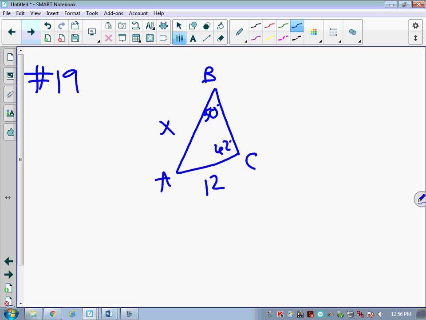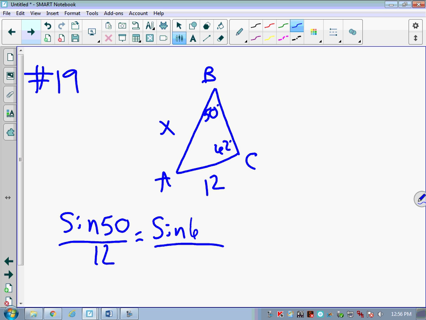Law of sine. Okay, law of sine. So tell me how to set that up based upon the information that we have. Go ahead. Sine 50 over 12, okay, equals what? Equals sine 62 over x. Okay, you can cross multiply. All right. What's that give me? It gives you 12 sine 62 over sine 50.